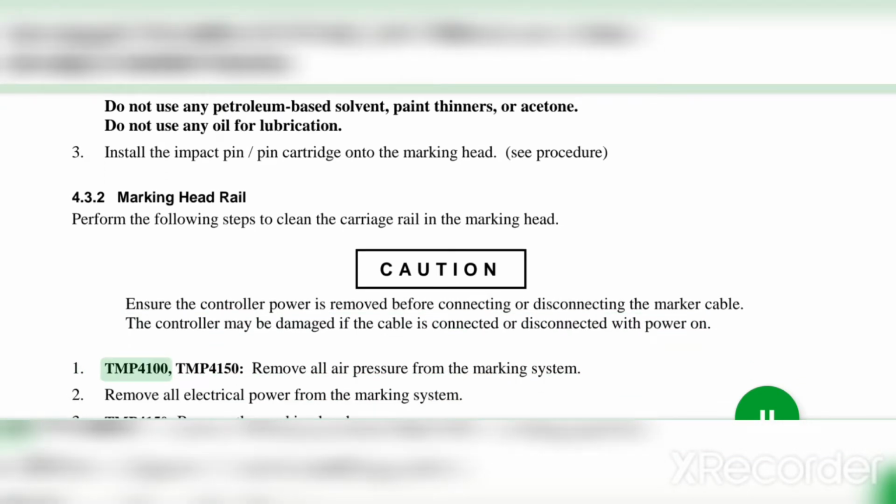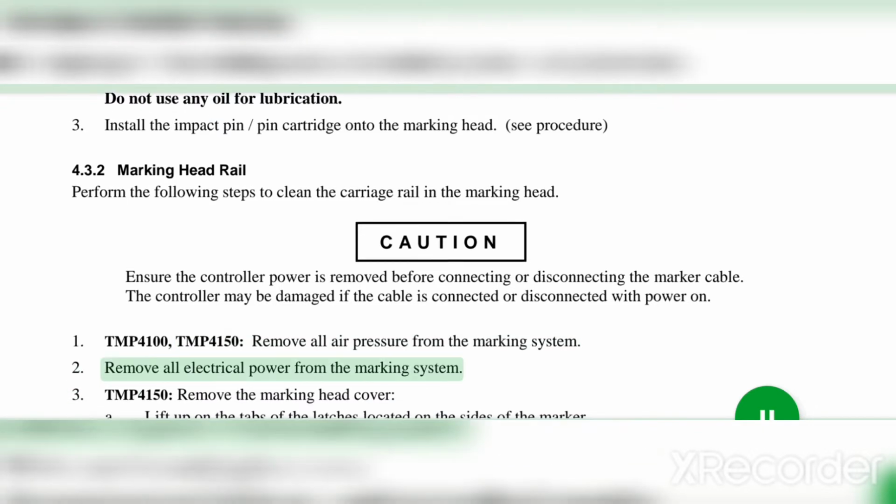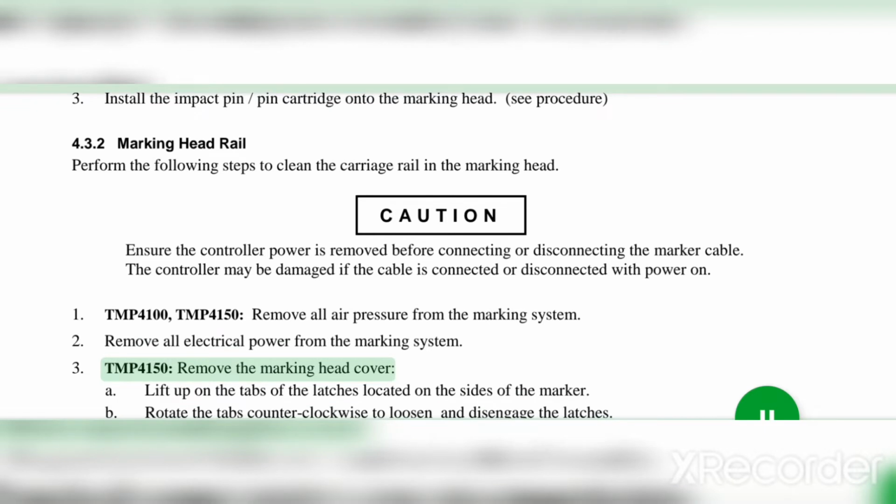1. TMP 4100, TMP 4150. Remove all air pressure from the marking system. 2. Remove all electrical power from the marking system. 3. TMP 4150. Remove the marking head cover.